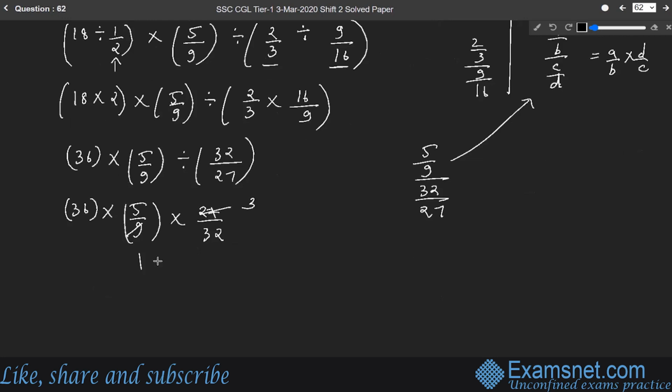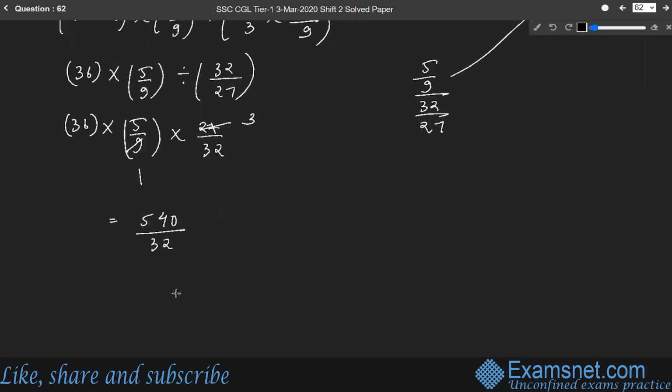Okay. Now we have to multiply these values. What are the values here? 36 into 5 into 3. So numerator will be 540 divided by 32. All right. Further, we have to cancel it. So it will be cancelled by the table of 2. Okay. 540 when divided by 2 gives 270 and 32 when divided by 2 gives 16. Again, 270 when divided by 2 gives 135 and 16 when divided by 2 gives 8. So it will be 135 by 8. This is the correct answer for this question.